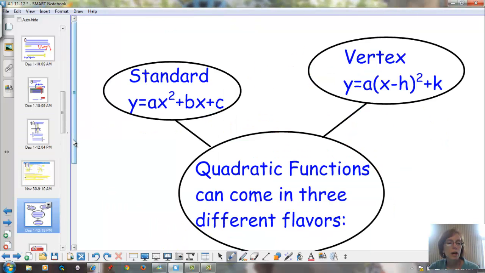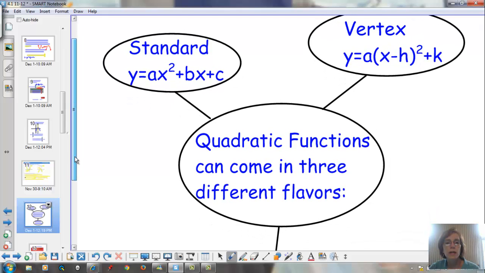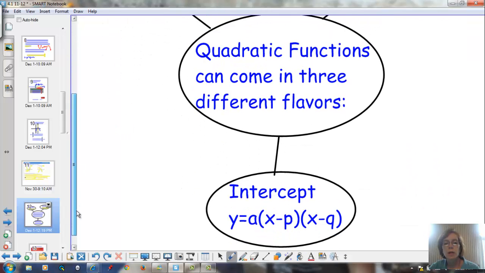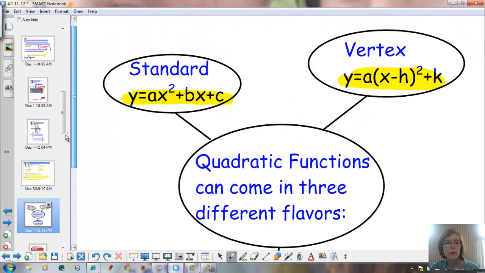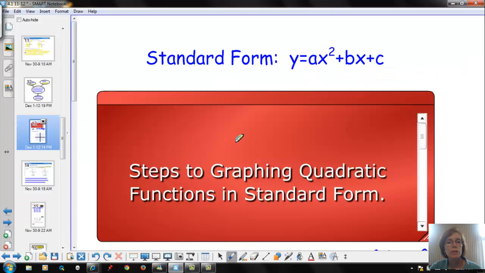Alright, so we are looking at quadratic functions, and they do come in 3 different types. They're standard, that's this one, and then we have vertex form, and then we also have another one that is intercept form, but we're not going to worry about that one right now. So first of all, highlight what are the steps for graphing a quadratic function in standard form.